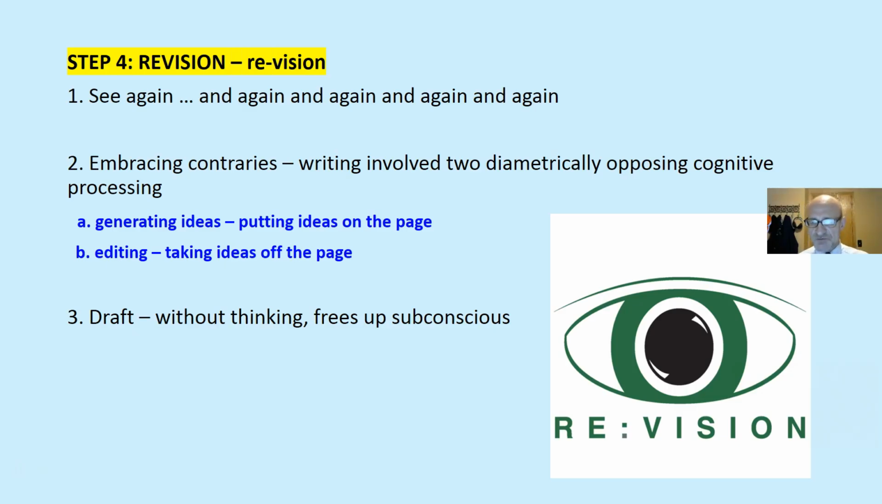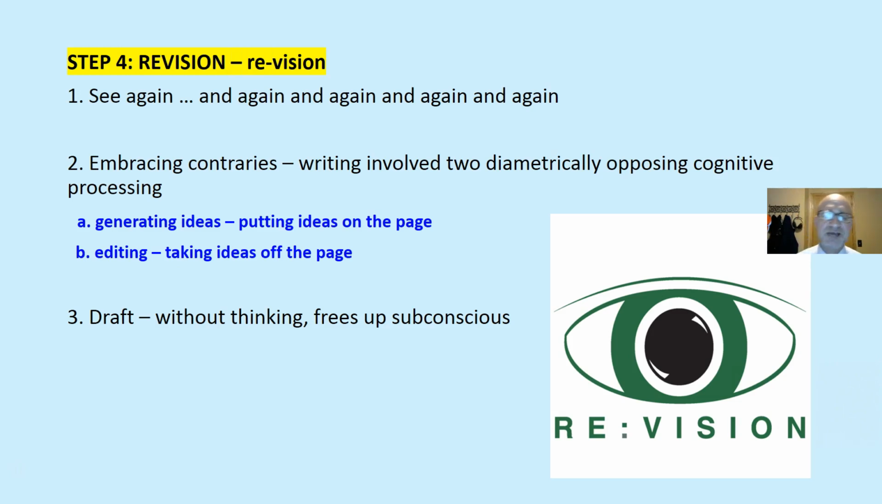Revision is the heart of the academic writing process. Revision, see again, or see again and again and again. Here you are embracing contraries. Writing involves two diametrically opposed cognitive processes. You need to generate ideas, get them on the paper, but then you need to take them away. So it's two processes, but you can't do them both at the same time.